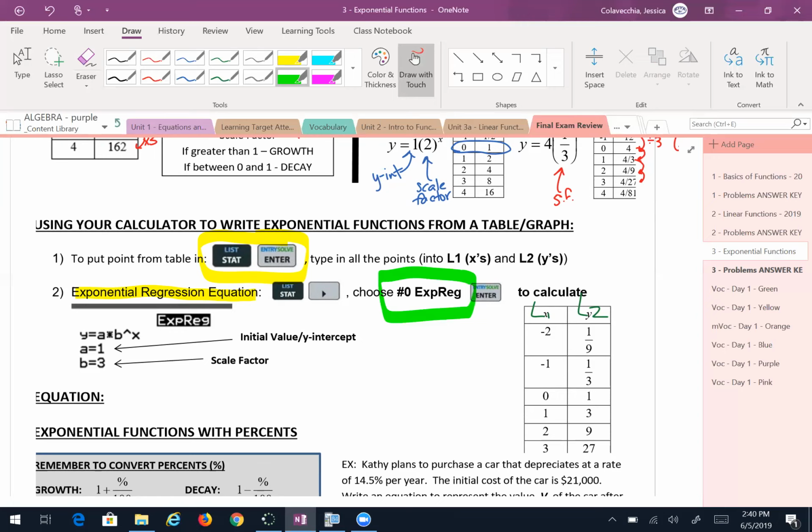Gentlemen, knock it off now. If you need another calculator, go next door, go two doors down.